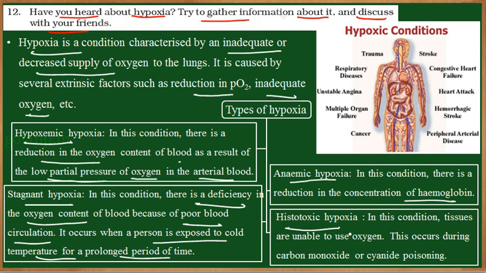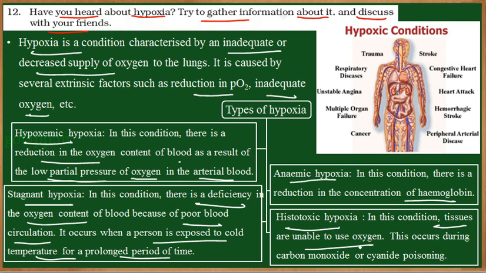Histotoxic hypoxia. So histo means it is something related to the tissue. In this condition, tissues are unable to use oxygen. So oxygen concentration is more in the blood, the heart is working properly, hemoglobin number is also correct. Everything is correct, but still the tissue is unable to utilize the oxygen.